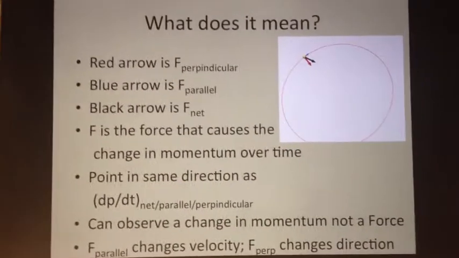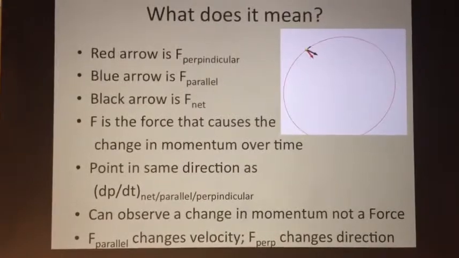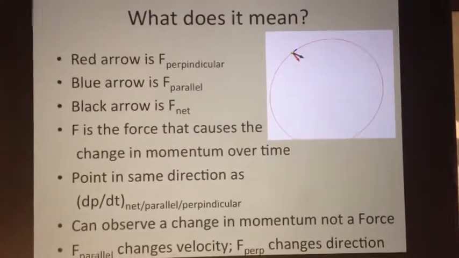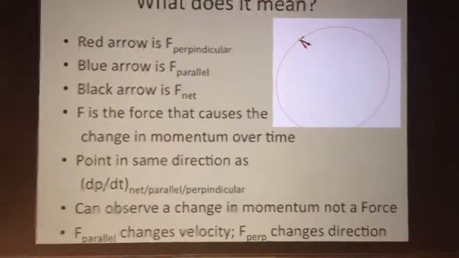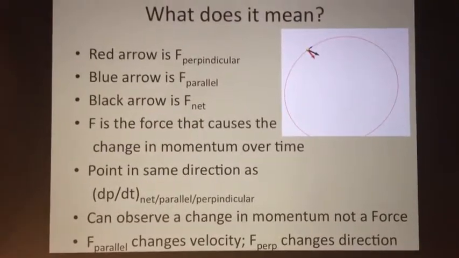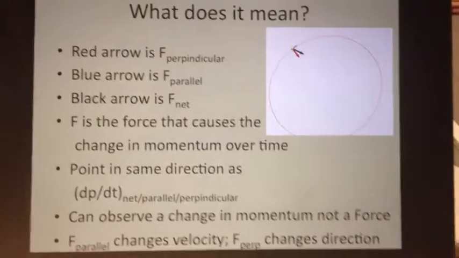But what you're actually observing as you watch the planet move around the black hole is dp/dt, because you're watching the velocity change and you're watching the direction change, but you can't actually observe the force.